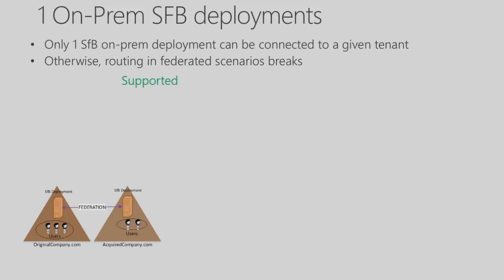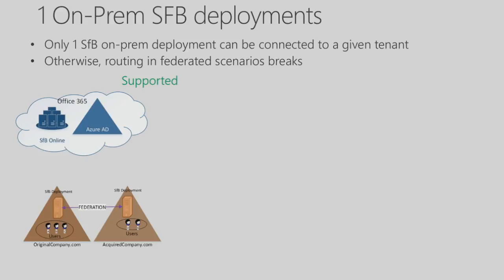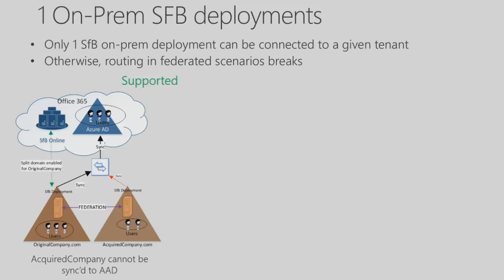So the first thing they might do is just federate between the two deployments. This is all pure on-prem. So far, so good. Then they get a tenant. They sync one of the deployments. They set up split domain. So far, everything's good, right? What you can't do is you can't do that red arrow.